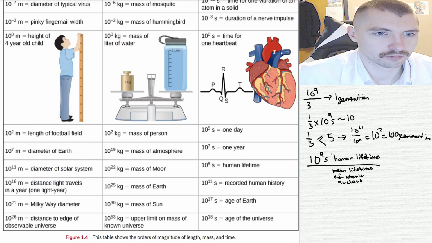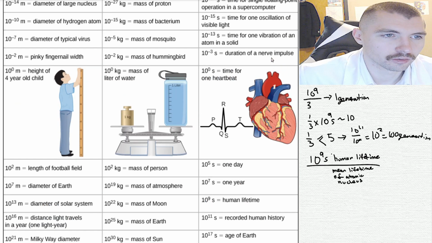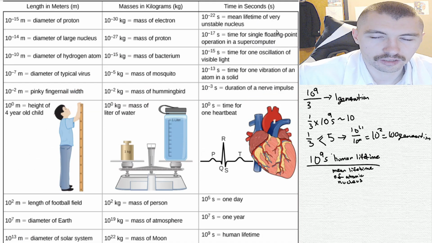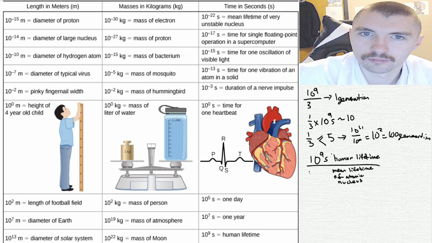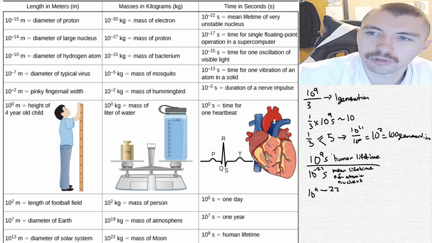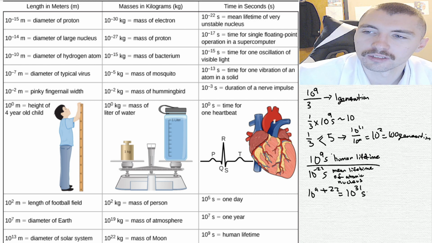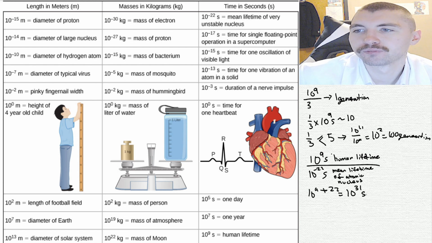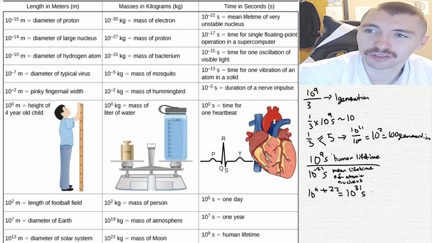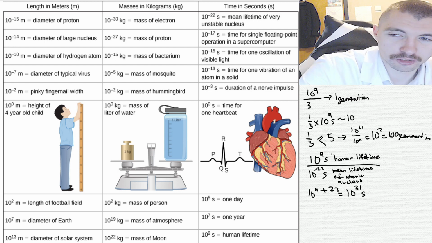Okay, so I need to know atomic nucleus time. That's 10 to the negative 22. Okay. So that's going to be 10 to the 9 minus negative 22, which is plus. That's 10 to the 31 seconds. So that's how many lifetimes of an atomic nucleus are in one human lifetime.